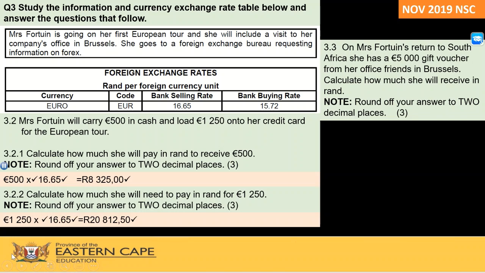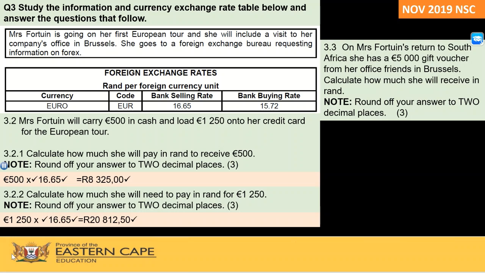The next question coming up on the screen concerns Mrs. Fortuyn's return to South Africa. She has a 5,000 euro gift voucher from her office friends in Brussels. You are instructed to calculate how much she will receive in Rand. Your two currencies, again, are the South African Rand and the Euro.